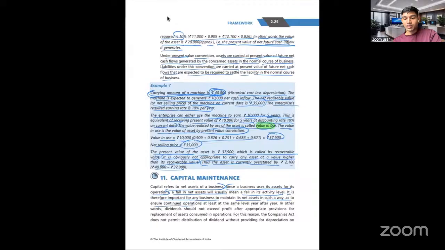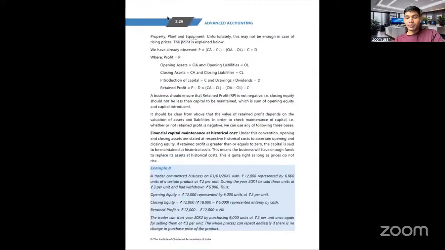It is therefore important for any business to maintain its net asset so as to ensure that the continued operation is at least at the same level year after year. In other words, the entity should not distribute profit without appropriate provision for the replacement of the asset consumed in the operation. For this reason, the Companies Act does not permit distribution of dividend without providing for depreciation on property, plant and equipment. Unfortunately, this may not be enough in case of rising prices.